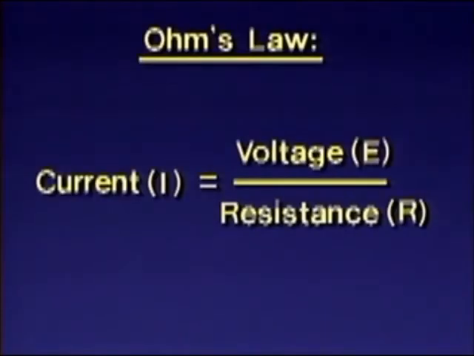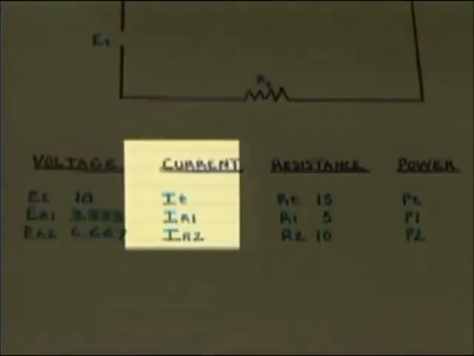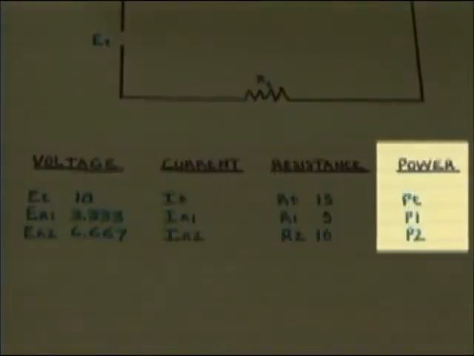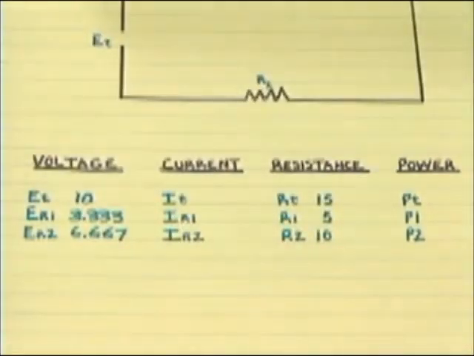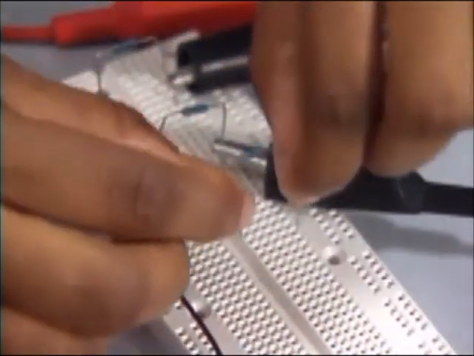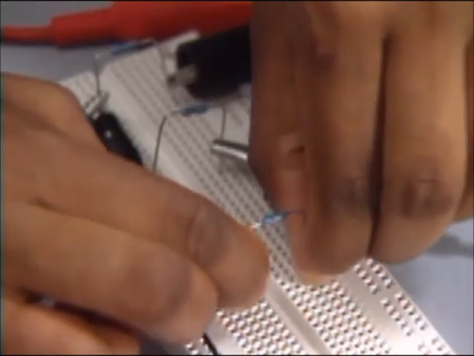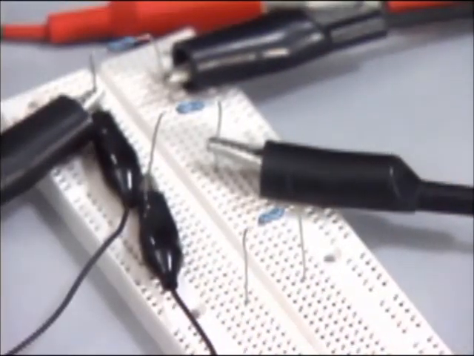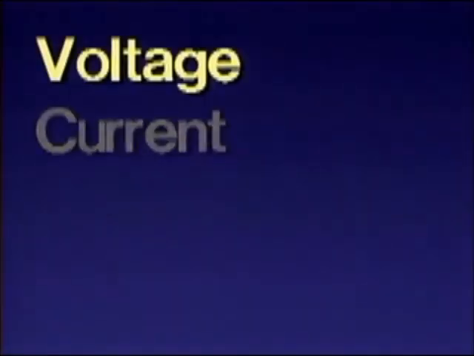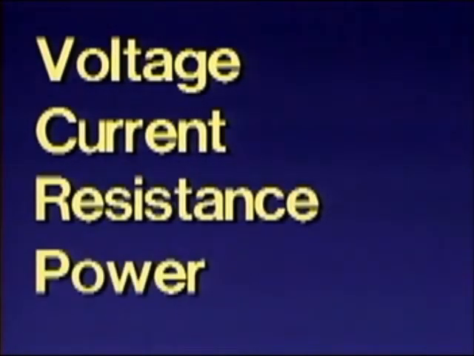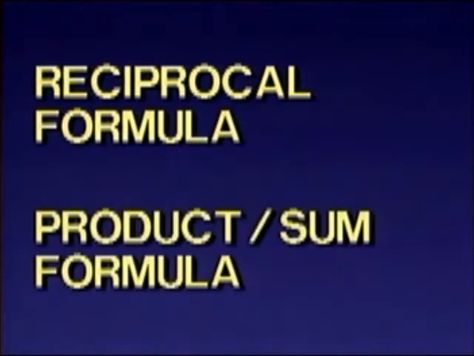In the last program, you applied the formulas governing series circuits to determine the voltage, current, resistance, and power using only a schematic and mathematics. Now, in this program, you'll be introduced to parallel circuits. You'll be shown what they are and shown the relationship between voltage, current, resistance, and power when parallel resistors are connected in a circuit. In addition, you'll be introduced to both the reciprocal formula and the product divided by the sum formula, both of which are used to determine the total resistance in a parallel circuit.